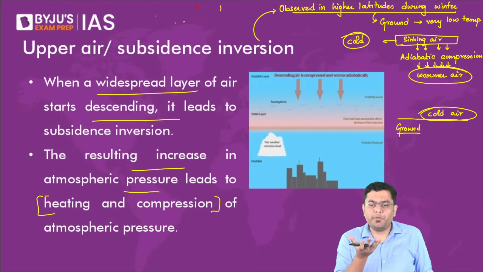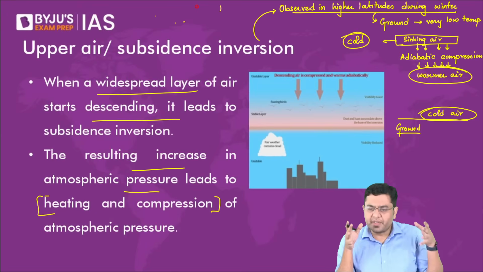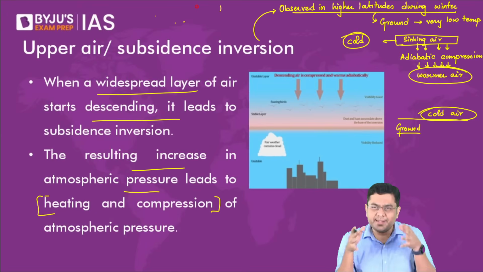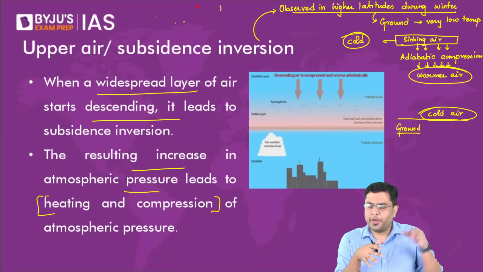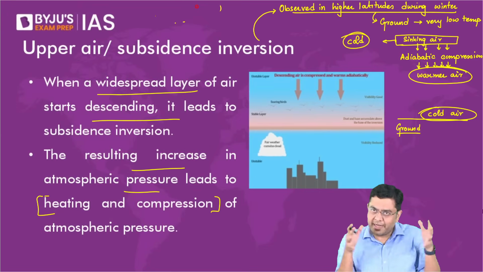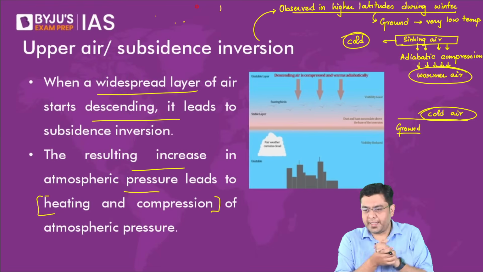Inversion, because it is already a warmer air above. That is why. Okay. Why will the descending cold air undergo adiabatic compression? Because it is coming into a region where the air density is higher. Air density is lower at higher altitude. It is higher at the lower altitude. So as the air descends, it will get compressed, and that is why heating.